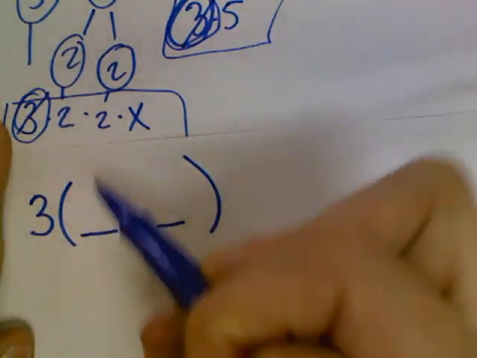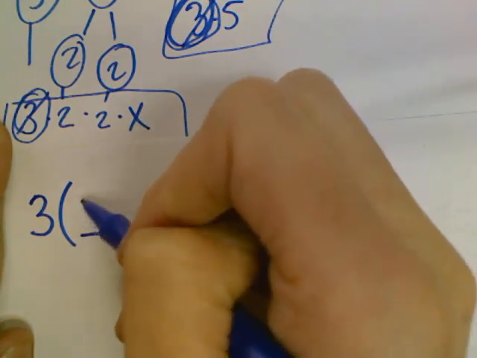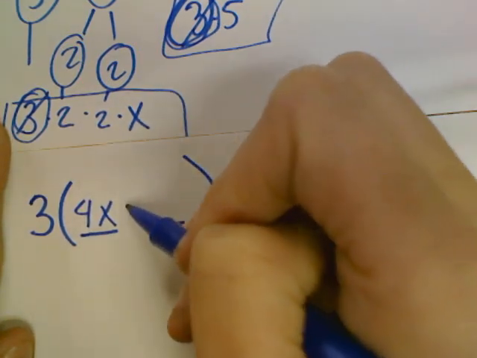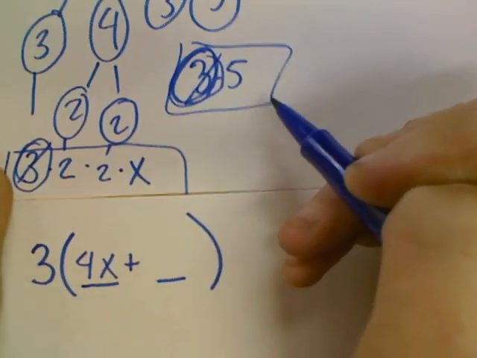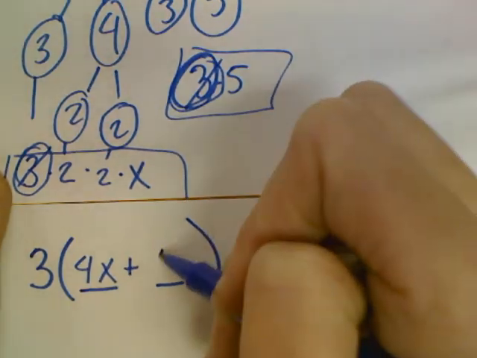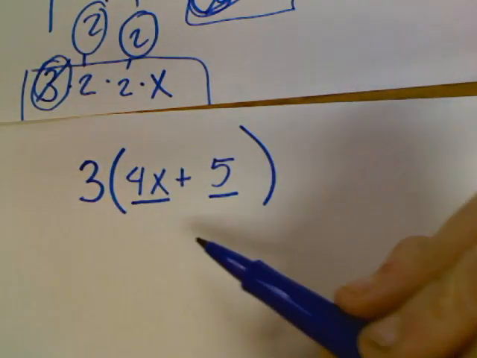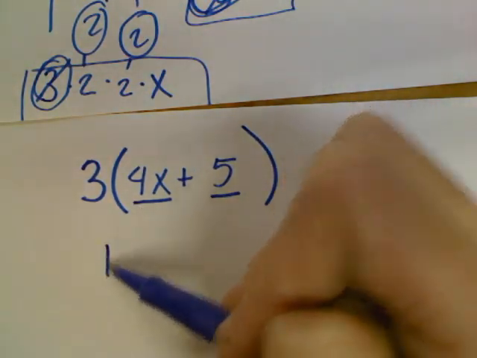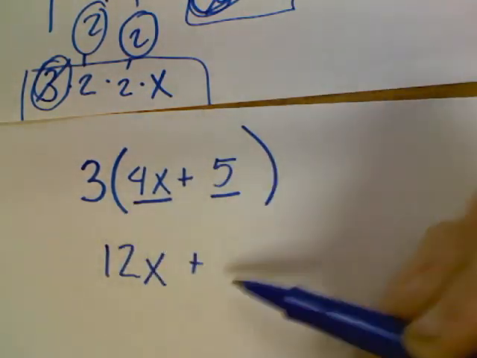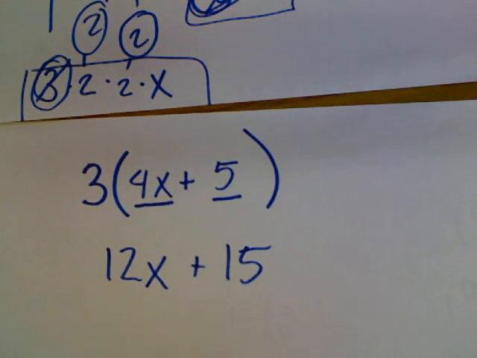So I can look at the numbers that multiply together. If I take out the 3, because I'm going to be multiplying it back in, I'm left with 2 times x, which will give me 4x. Plus, and over here, looking at my factors of 15, I'm just left with 5. So this is my final answer. I can check it by doing the multiplication. 3 times 4x is going to give me 12x, plus 3 times 5, which is 15. So I know that my answer is correct.